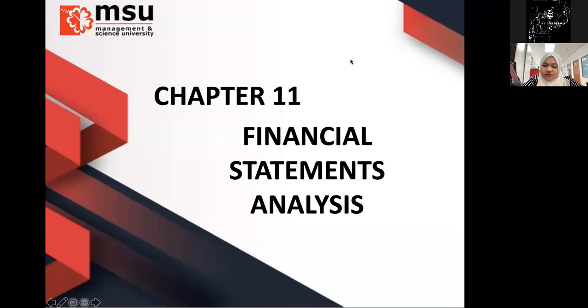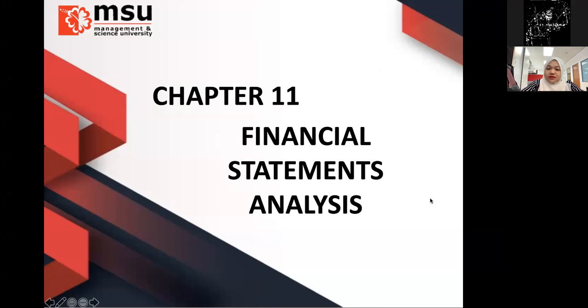So today we continue with chapter 11, which is financial statement analysis. We already learned the basic financial statements. You know that we have 4 types of financial statement. So today we continue with financial statement analysis. Basically, using the financial statements that we have, we are going to analyze the company's performance.